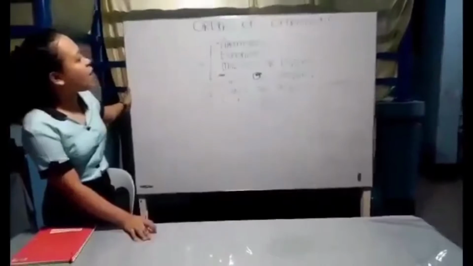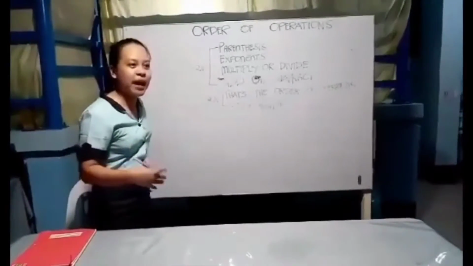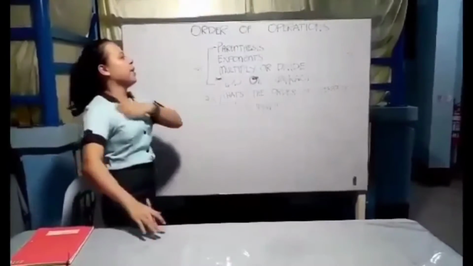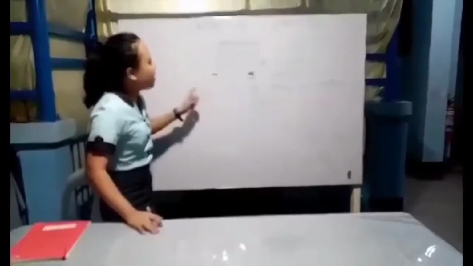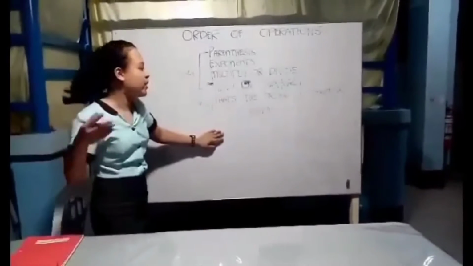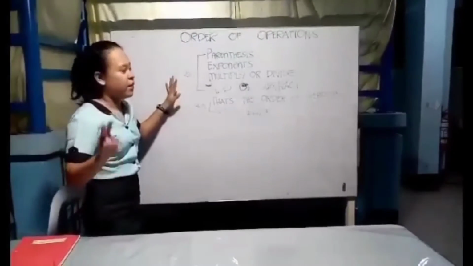Entitled Order of Operations. I will say it first and you will repeat after me. Understand? Yes, teacher! Okay, listen to the teacher. Parentheses, exponents, multiply or divide, add or subtract. That's the order of operations. I will say what, and you will say that's the order of operations. This is repeated twice. Okay?